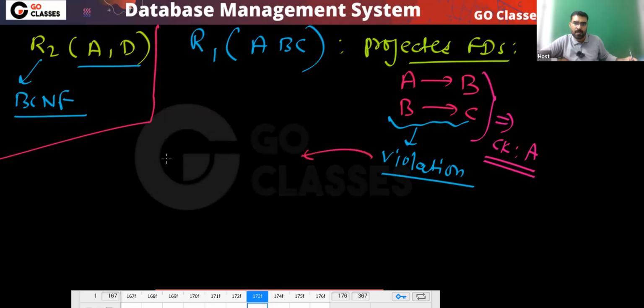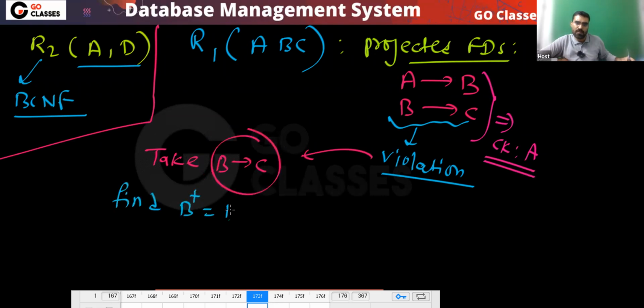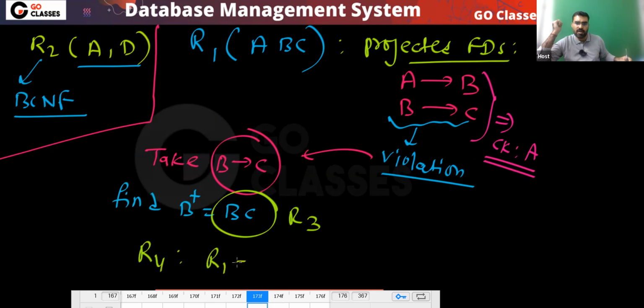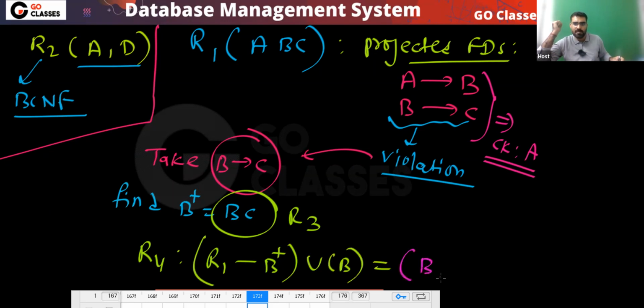So take this violation, B determining C. And what will you do? What is your next step? You will find B plus, right? So you will find B plus, that will be BC. This BC you can call R3. And what will your R4 be then? R4 will be from R1 you remove this B plus, but don't remove this B. So your R4 will be basically A, comma B.